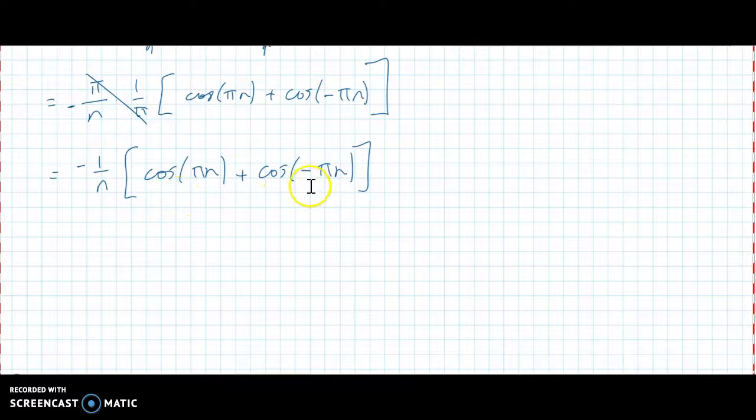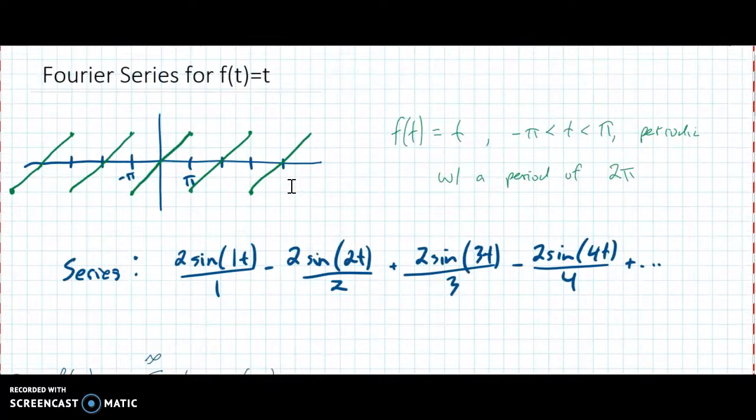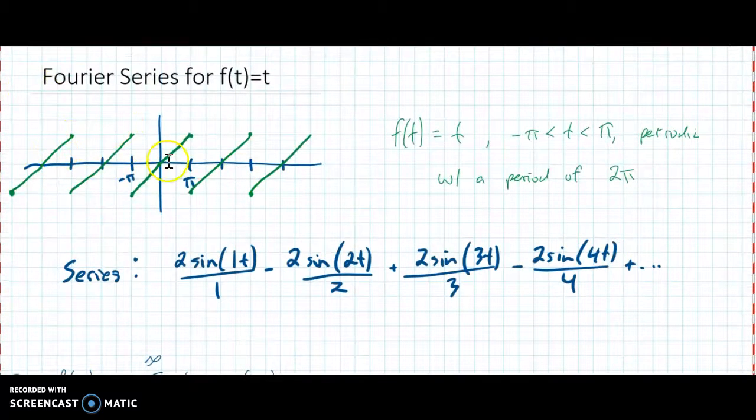Okay, we are going to continue from a couple videos before. I'm going to quickly refresh what we were talking about. We have a function f of t equals t. It is periodic from negative pi to pi. It has a period of 2 pi, so it repeats itself after this and then repeats itself over and over again.